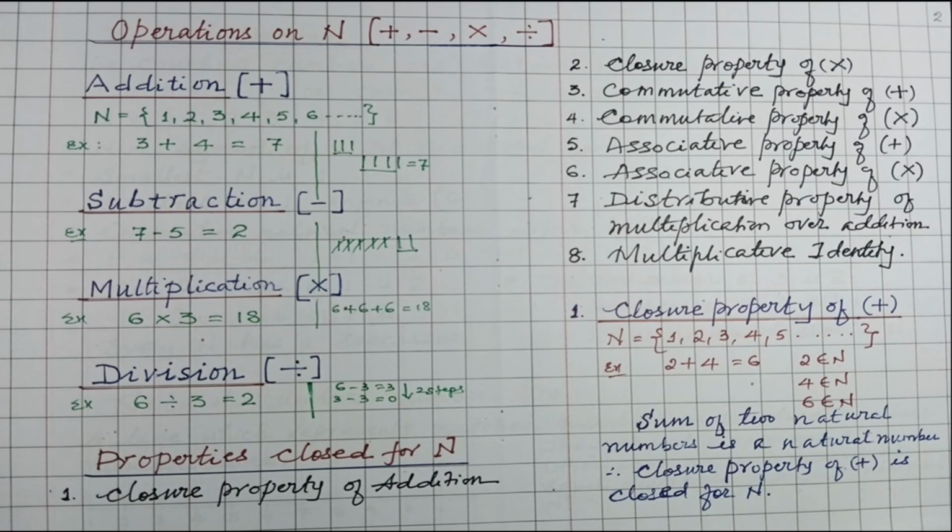Now, operations on natural numbers. What are the fundamental operations on a set of natural numbers? The fundamental operations in mathematics are addition, subtraction, multiplication, and division.